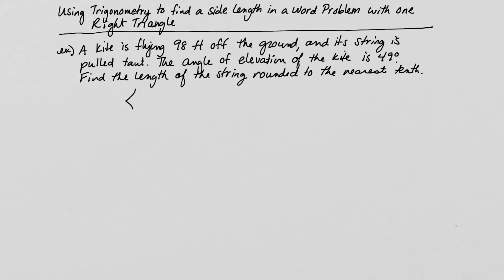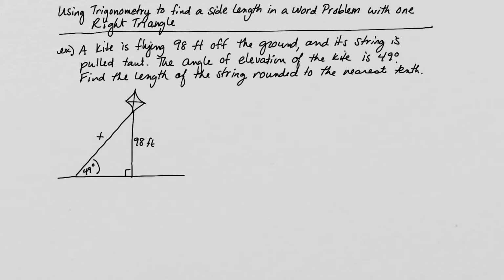Okay, so I have here a kite, and it's flying off the ground, and so that's the string, and it says it's 98 feet off the ground, so that means the height here to the ground, so if this is my ground here, the height here is 98 feet, and it says the angle of elevation, so they're talking about this angle in here at 49 degrees, and we want to know, find the length of the string, so x.